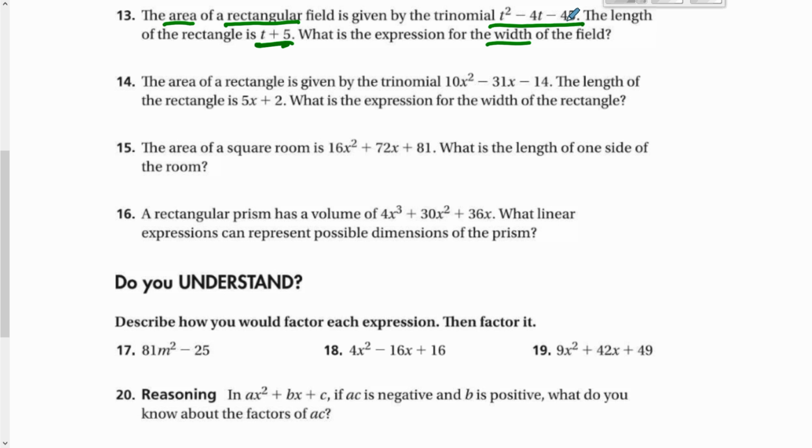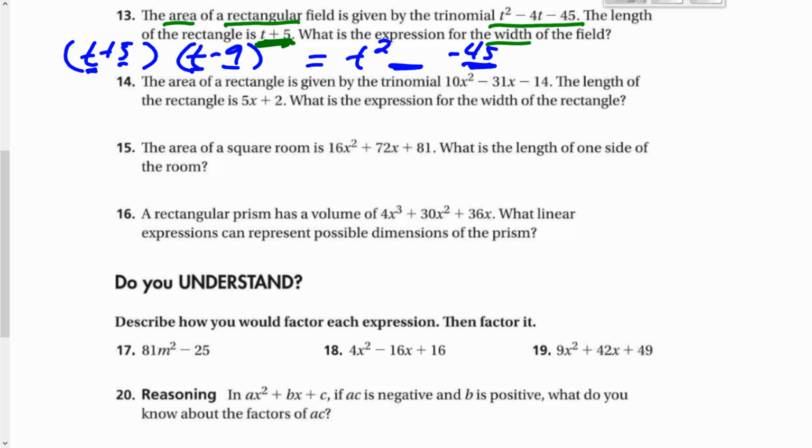So again, you could just do cab if you wanted to, and you'll find out that one side is t plus 5, and then you could find the other side. You could do cab here and be done, right? I'm just going to say, hey, I know it's always first times first that gets me that first term, t squared. So I ask myself, t times what is t squared? Well, that would be a t. Then last times last gets me the last one, which is negative 45. I already know one is t plus 5, so 5 times what is negative 45? That'd be negative 9.